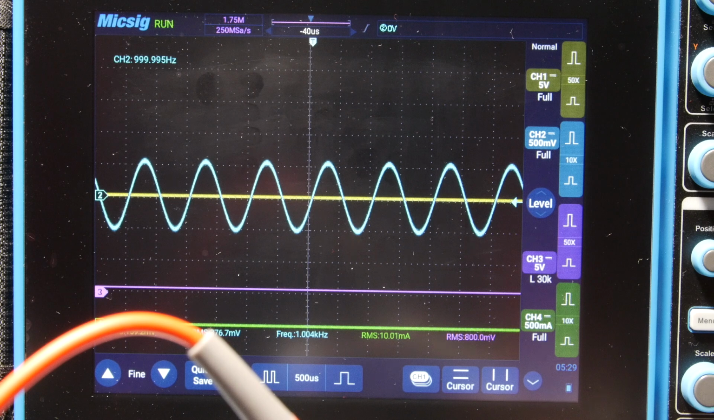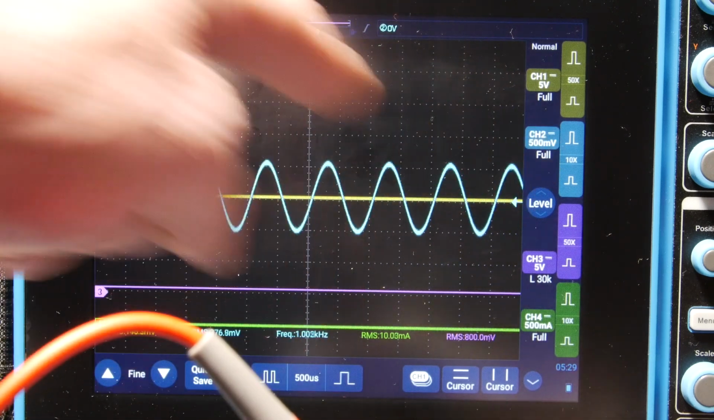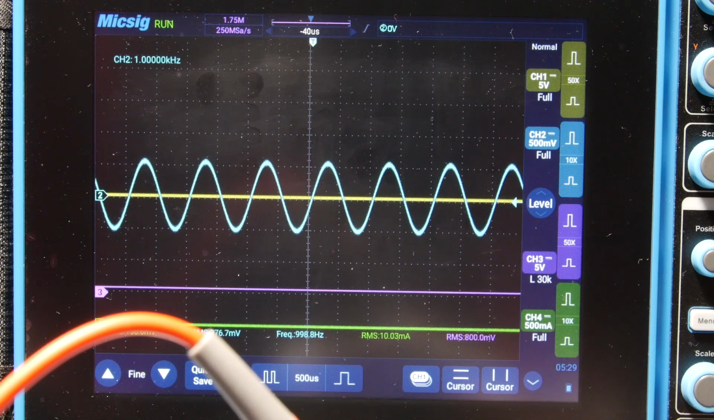Okay, so I've got a signal going. You see the input signal. So we should see output signal on the yellow one. As soon as that happens, we should also see the current on the input supply. So let's check that. I'm looking at the Hioki.